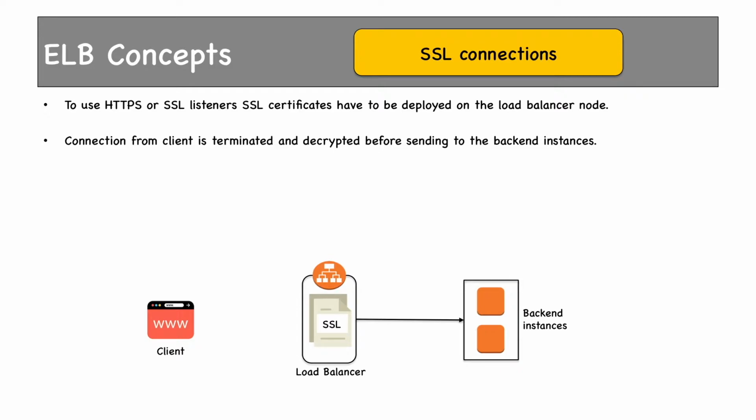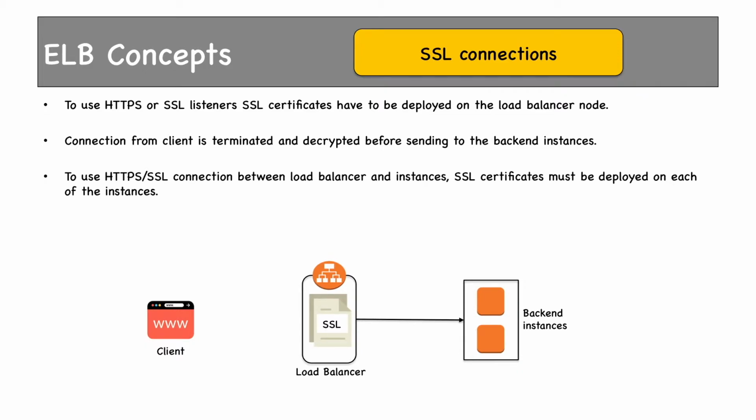This connection can use HTTPS or SSL for encryption of traffic between load balancers and target groups. To use HTTPS and SSL connection between load balancer and instances, SSL certificates must also be deployed on the EC2 instances. So SSL certificates have to be deployed on the EC2 instances too.